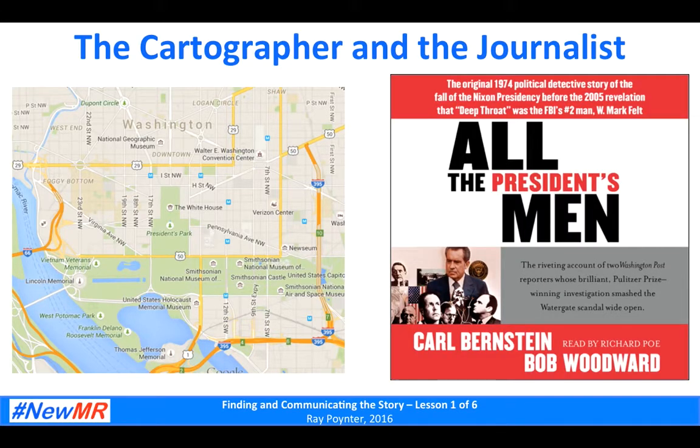By contrast, the journalists, Bernstein and Woodward, pursued the corruption of Nixon when he was in the White House. They didn't look at everything that happened in the White House. They didn't look at every procedure. They didn't look at China policy and all of these sorts of issues. They followed the money, developed the story, and wow, did they have a big impact. We need to think much more like the journalists than the cartographers.